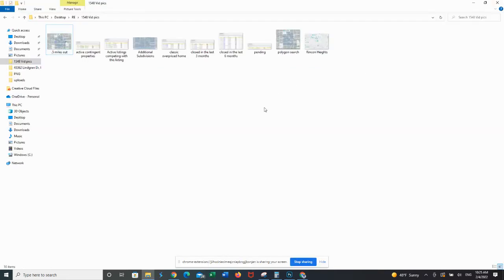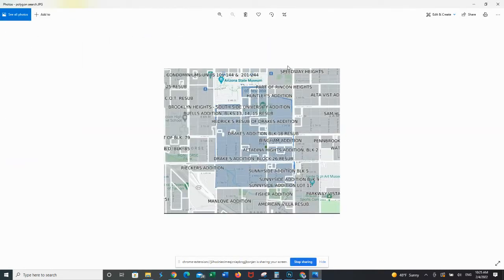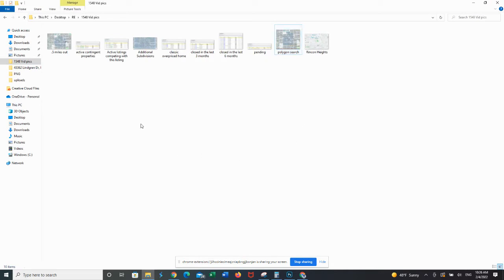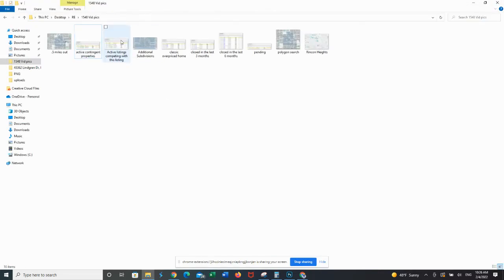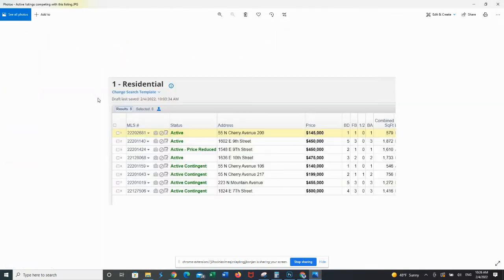I actually only used a polygon search because of the small Drake's Addition pockets. That way, I eliminate Sam Hughes. I do have a little bit of Rincon Heights, but the properties might be similar. So I went ahead and started looking at active contingent properties in that polygon. There are only 4 active contingent, and then I started looking at active listings because these are the active listings that are competing with this specific one.